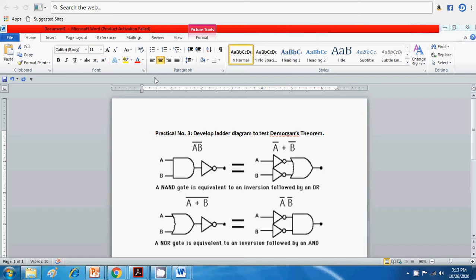Then the second De Morgan's theorem is NOR gate is equivalent to an inversion followed by the AND gate. So that is NOR gate is given on the left side, and that is OR gate with the inverter or bubble, and on the right side it is AND gate and each input of it is inverted. So the expression for this will be (A plus B) bar, that is NOR, is equal to A bar dot B bar.